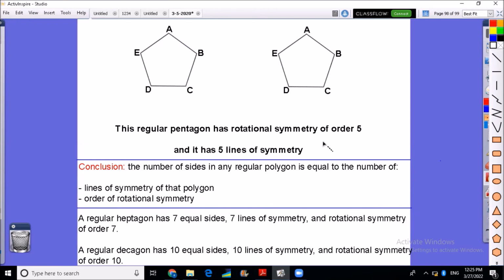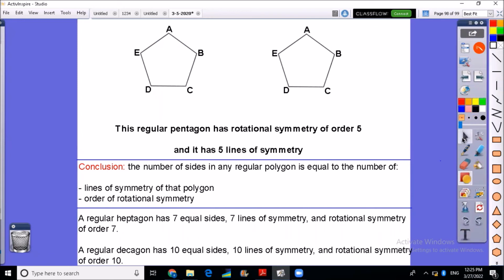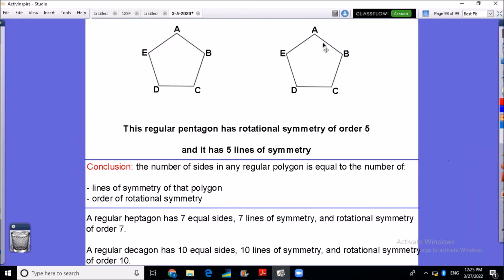This regular pentagon has rotational symmetry of order 5, which means that if you rotate this pentagon, it will fit into itself 5 times until it goes back to its original place. So it has rotational symmetry, and it is of order 5. And it also has 5 lines of symmetry. The conclusion is about the number of sides in any regular polygon. What's the meaning of regular polygon? Regular means that all the sides are equal. So the number of sides in any regular polygon is equal to the number of lines of symmetry and the order of rotational symmetry.